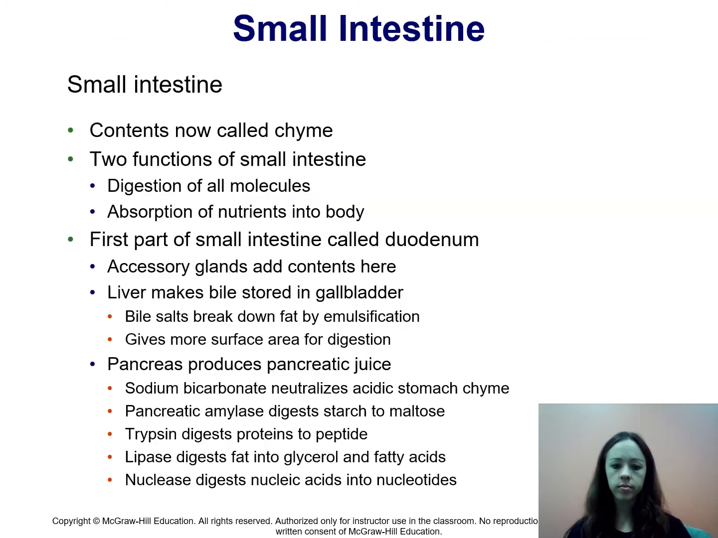The next place the food passes into is the small intestine, and the small intestine has two functions: to break down the carbohydrates, nucleic acids, and fats from the food we eat, and to absorb these nutrients into the body. Two other organs secrete juices into the small intestines, which helps to aid in the digestion of these molecules.